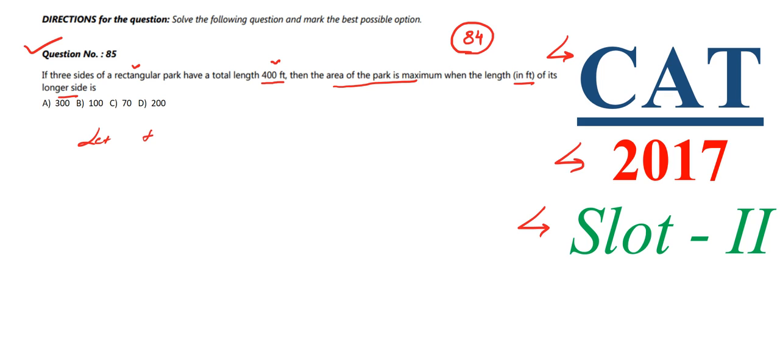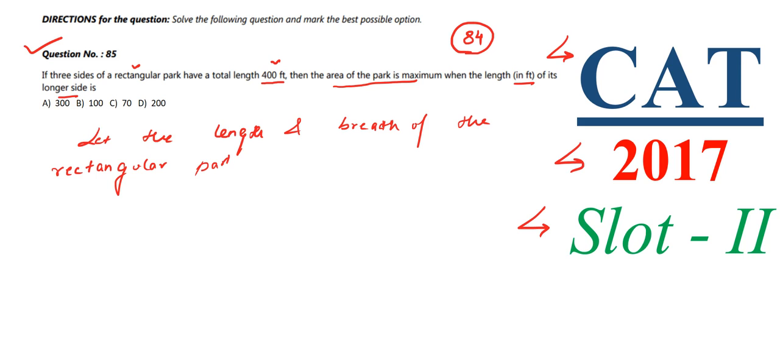So let the length and breadth of the rectangular park be, as we usually assume the length and breadth to be L and B, so we will assume the same. So let L and B. So here we have the length and breadth, and now we have been given that three sides sum up to 400 feet. So let the three sides be 2L plus B or L plus 2B.